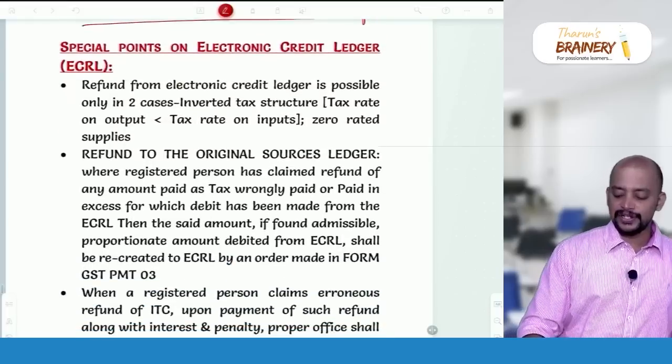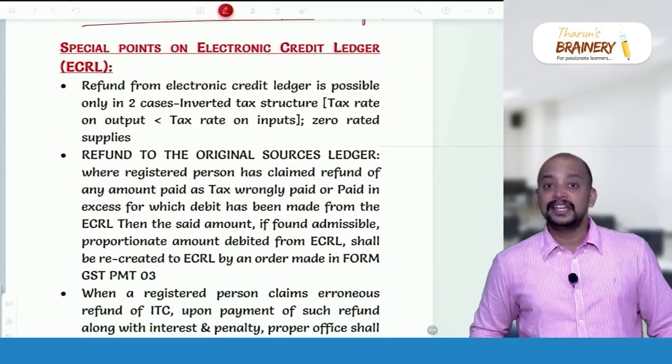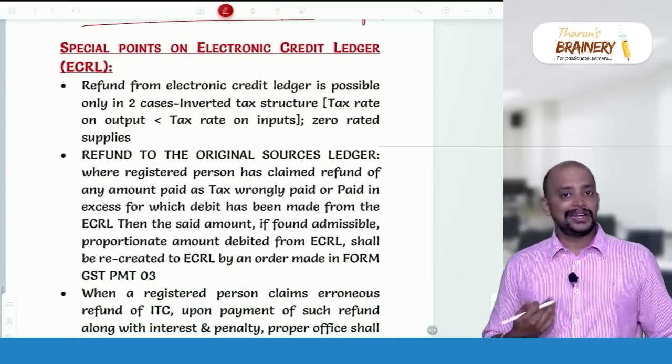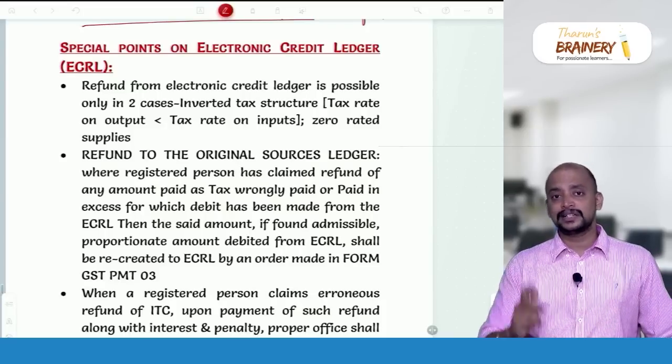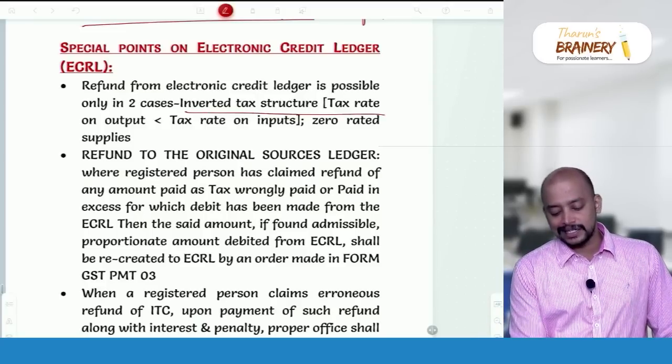Then special points on the electronic credit ledger. Refund from the cash ledger has no restriction, we can get it anytime, but refund from the credit ledger is possible only in two cases. That is, in case of inverted tax structure. Inverted tax structure means what?